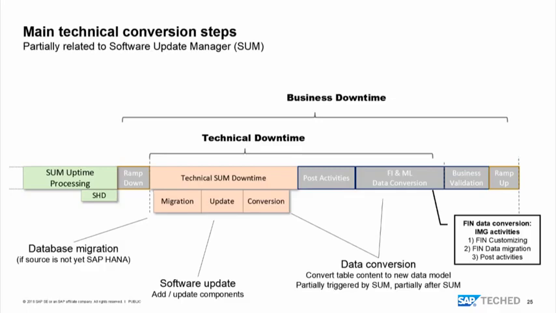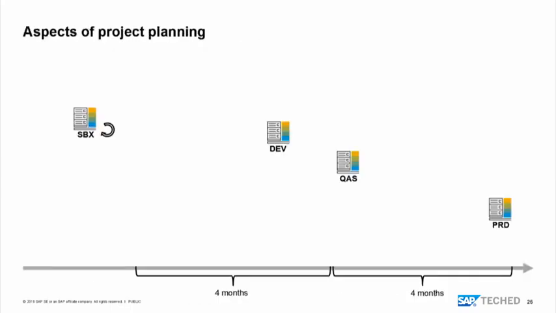And since this is not part of the SUM downtime, whenever you discuss downtimes with colleagues, with partners, with SAP, be very specific which downtime you are referring to. The SUM downtime is only a part of the technical downtime. The technical downtime that includes the financial data conversion is only a part. The overall business downtime is of course relevant for the project then. That's why you need to be specific on downtime phrases there.